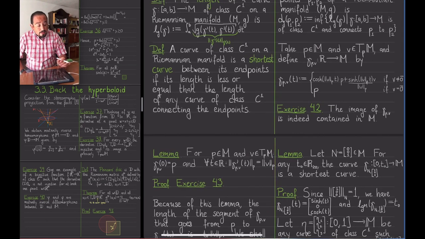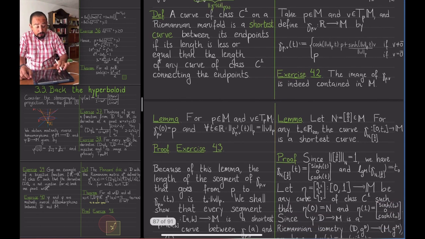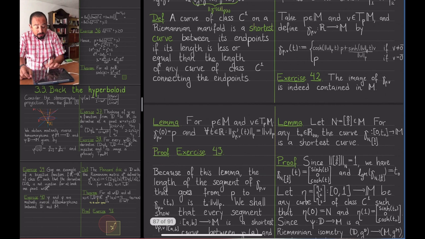Okay, so since the variable is t here, this one is of course of class C infinity. And another exercise is to prove that at zero it passes through p. This I already argued why, because this is one, and hyperbolic sine of zero is zero, right?